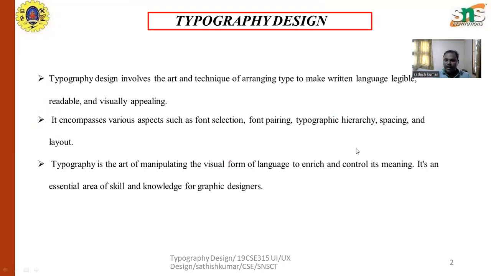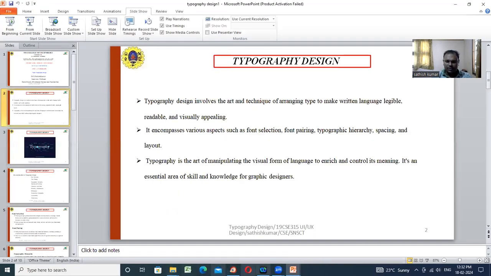arranging type to make written language legible, readable, and visually appealing. It encompasses various aspects such as font selection, font pairing, typographic hierarchy, and spacing and layout. Typography is the art of manipulating the visual form of language to enrich and control its meaning. It is an essential area of skills and knowledge for graphic designers.